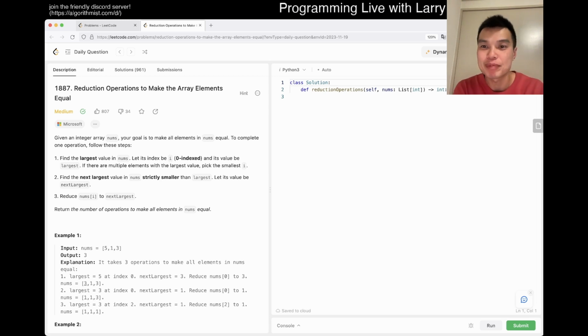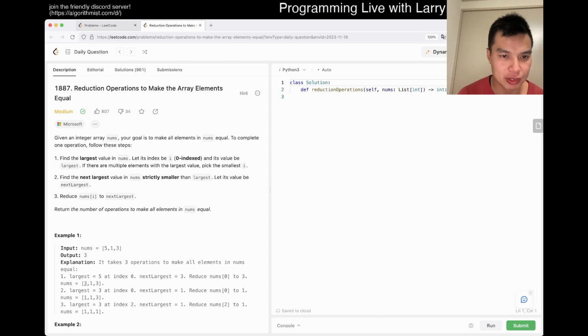But yeah. All right, today's problem is 1887, Reduction Operations to Make the Array Elements Equal. Given an integer array nums, your goal is to make all elements in nums equal. To complete one operation, follow these steps. Okay, find the largest value in nums. Let its index be i and its value be largest. Pick the smallest i. Find the next largest number and then reduce it to the next largest.